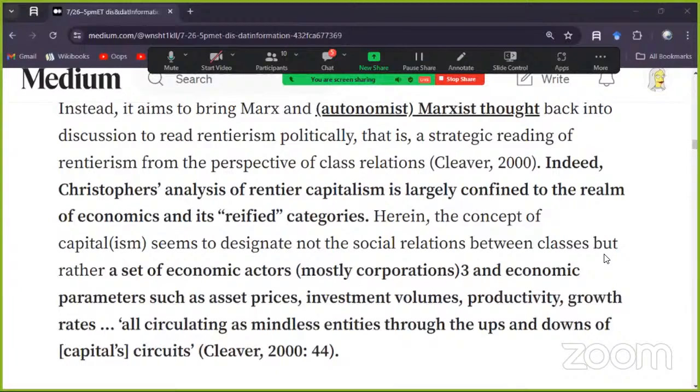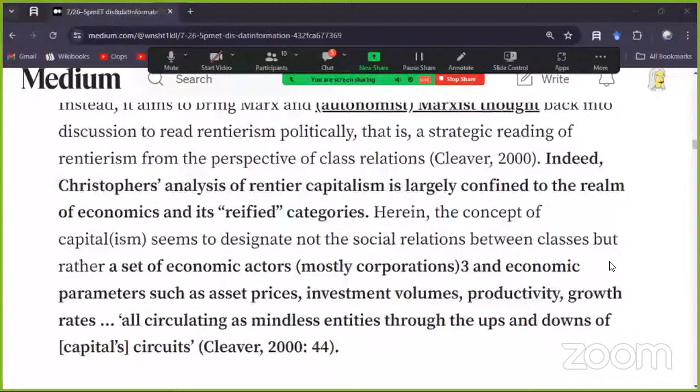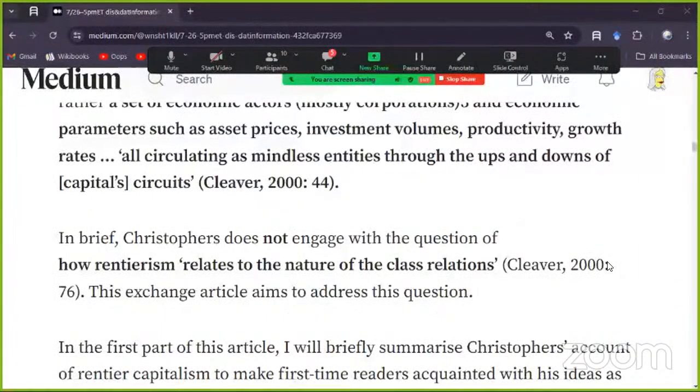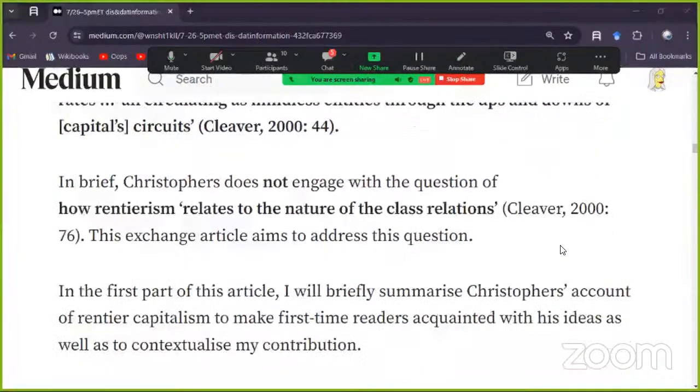In brief, Christophers does not engage with the question of how rentierism relates to the nature of the class relations, and that's a problem. And this particular article aims to address the class relations question. And it's not so much about trying to identify all these classes, which is what is at work in a lot of this research, but rather to see it as a means by which you can see value.